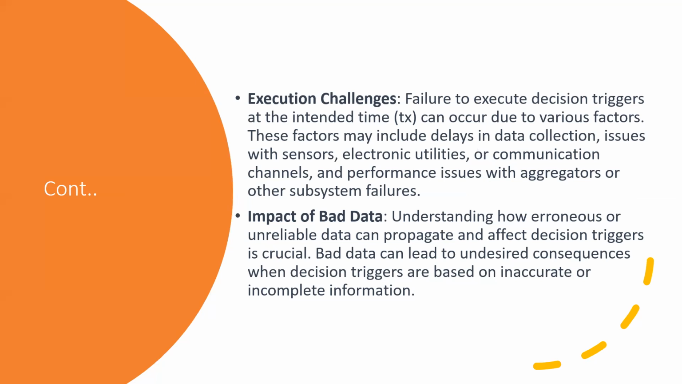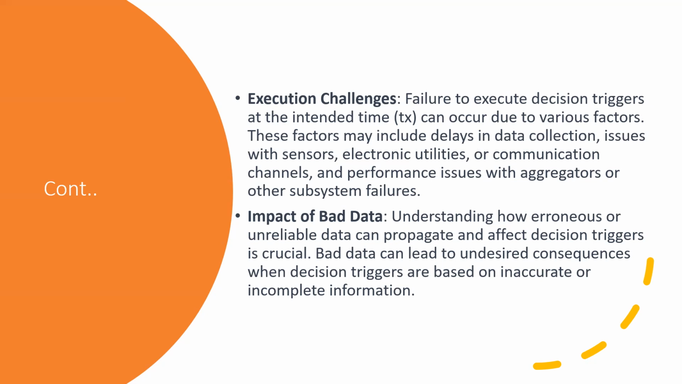Execution challenges. Failure to execute decision triggers at the intended time, that is Tx, can occur due to various factors. How? These factors may include delays in data collection, issues with sensors, electronic utilities or communication channels, and performance issues with aggregators or other subsystem failures. Not all the time is the process safe and secure. In some cases, the execution is not properly obtained. These are the conditions by which failure can occur in the decision triggers.